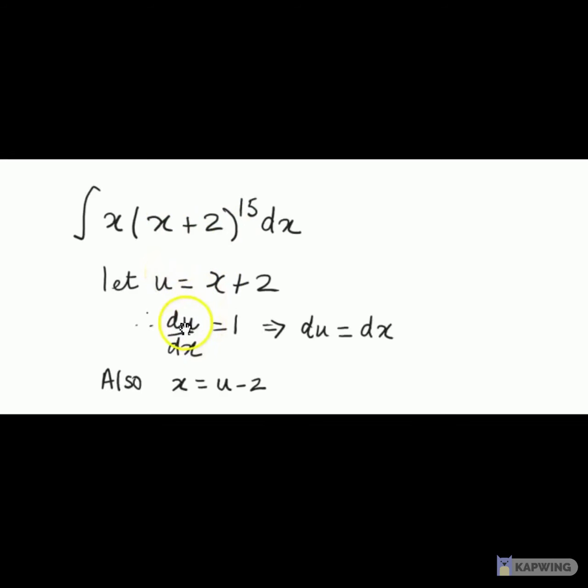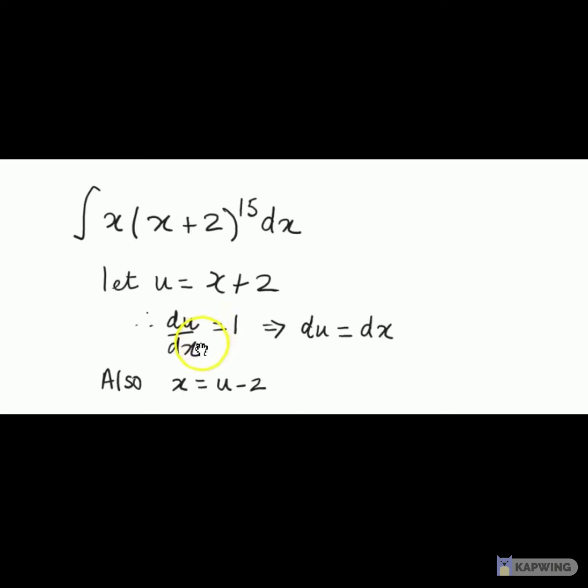Next thing, du/dx is really 1. Here we assume you know how to differentiate. If you have a very weak knowledge of differentiation, you're going to have trouble with this topic. So please make time to revise and review differentiation before we engage with this topic.